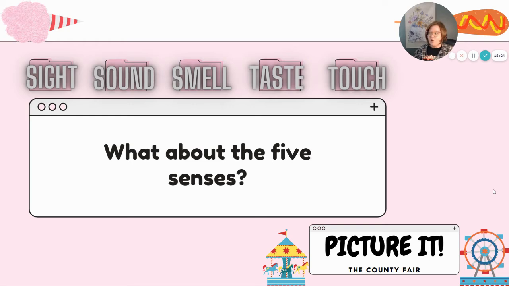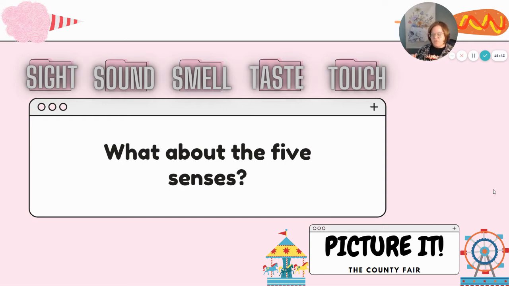Then you've got the taste. What does a corn dog taste like? What does a fried Snickers taste like? Because a lot of our fairs have fried foods and they're very common. What does a fried Oreo taste like? What about cotton candy? What does cotton candy taste like for you, for somebody who might have never experienced it?